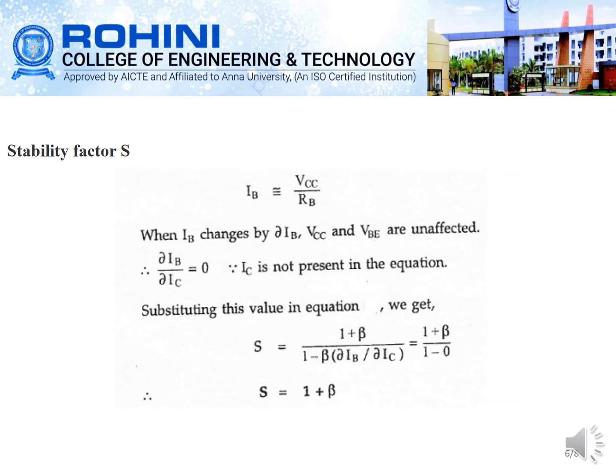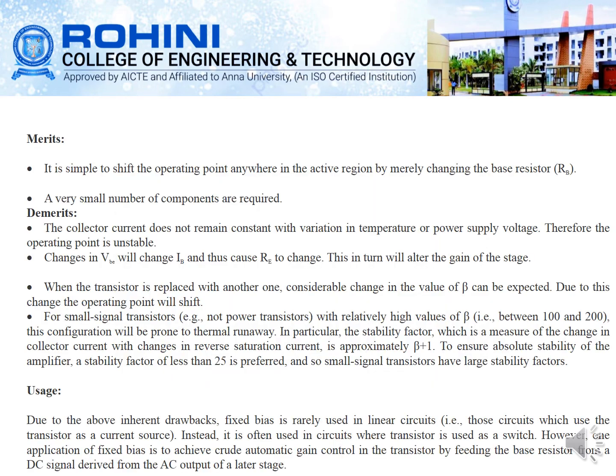So we can substitute the value and find out that S is equal to 1 plus beta divided by 1 minus beta into dou IB by dou IC. Since this dou IB by dou IC is equal to 0, you can substitute the value here. So we get the value of stability factor as S is equal to 1 plus beta divided by 1 minus 0, which is nothing but 1 plus beta.